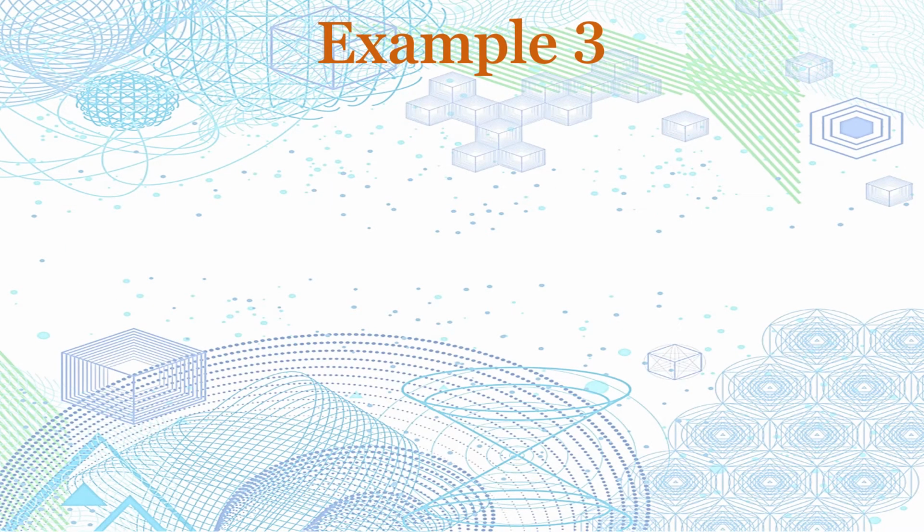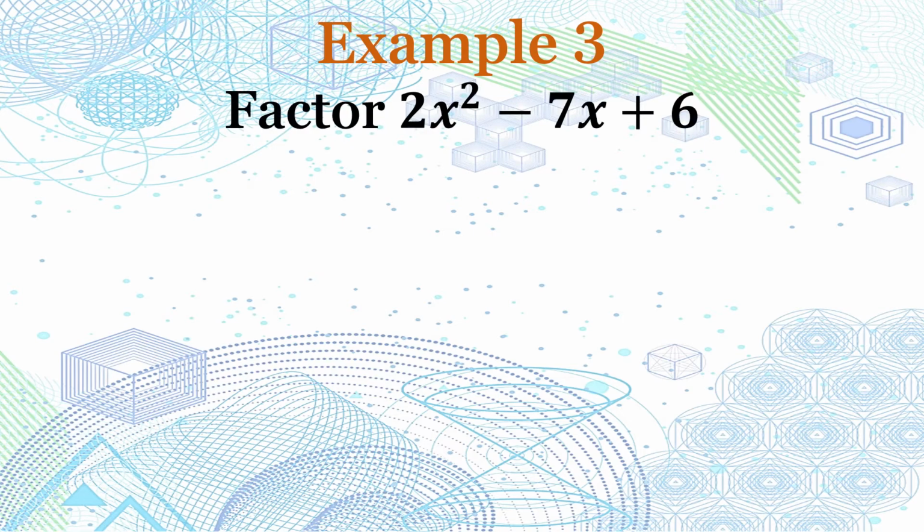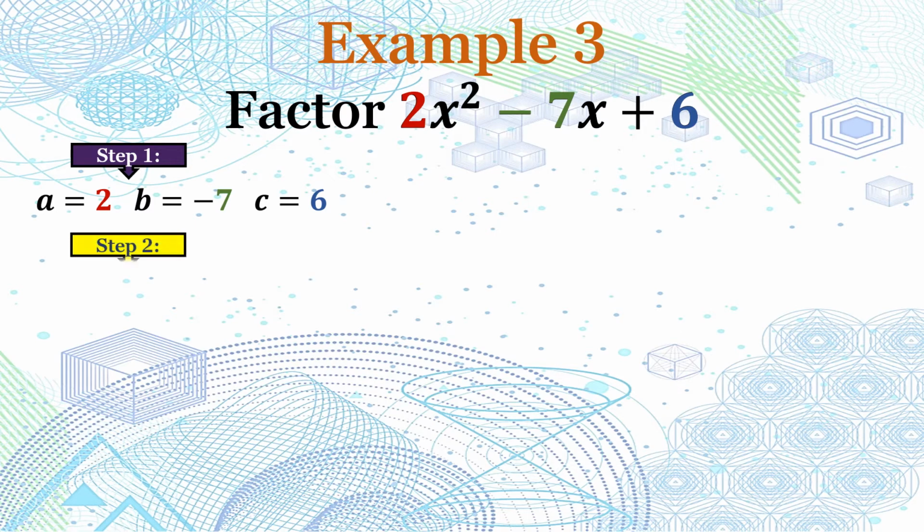Another example, let's factor 2x squared minus 7x plus 6. Again, let us first identify a, b, and c. So a is 2, b is negative 7, and c is 6. Then let's multiply a and c. So that will be 2 times 6 is equal to 12.